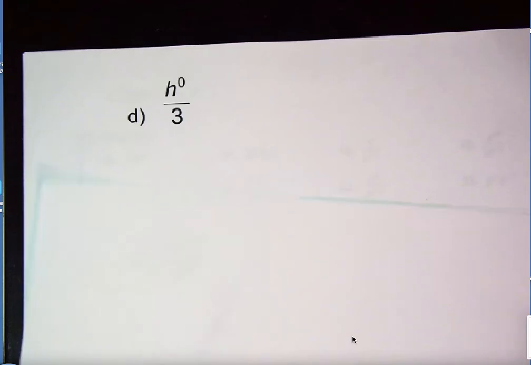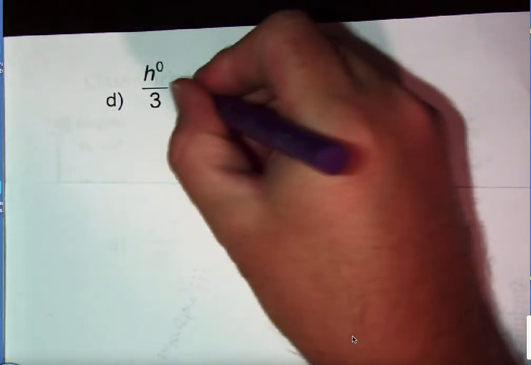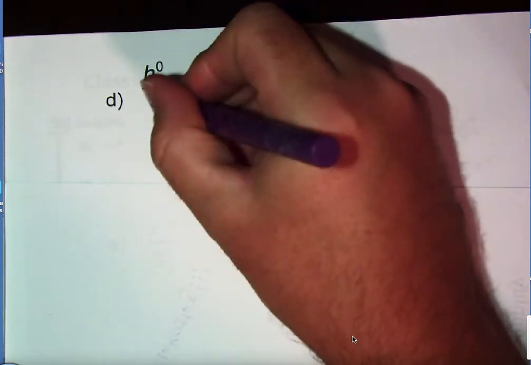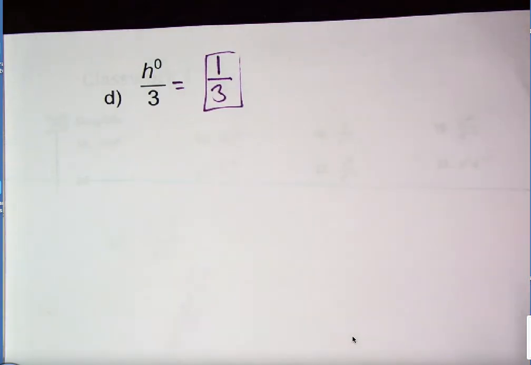All right, we're going to simplify. We have h to the 0 over 3. What is h to the 0 equal to? Or anything in the 0 power other than 0? It's 1. 3 is good. Boom, 1/3. That is simplified.